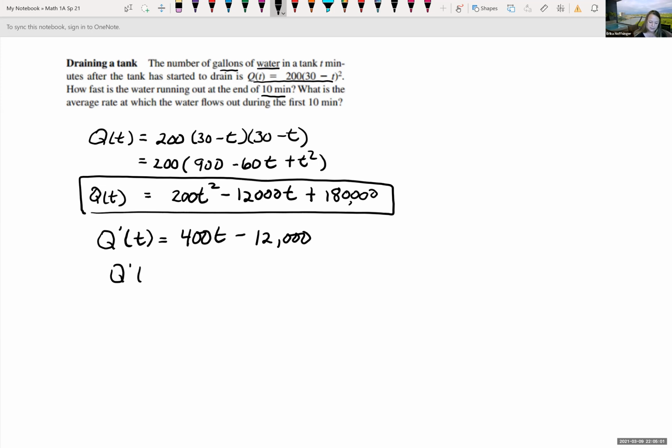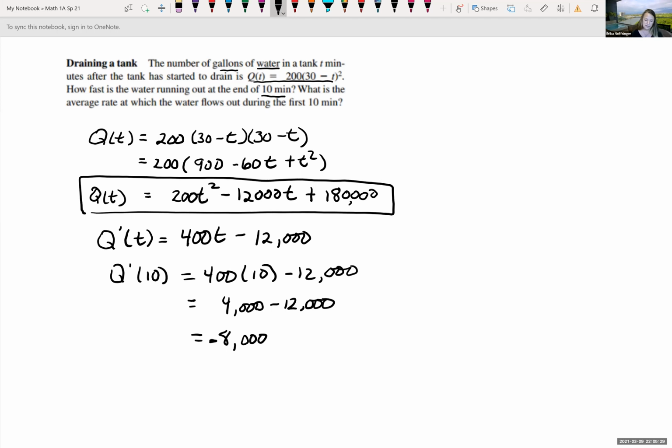So now let's look at Q prime of 10. So we have 400 times 10 minus 12,000. 400 times 10 is 4,000 minus 12,000, which is equal to negative 8,000. So it's decreasing. We knew it was going to be decreasing because the water's pouring out. So that negative is telling me it's decreasing, and think of this as a fraction: our change of Q is in gallons, and our denominator is in terms of minutes. So it's decreasing by 8,000 gallons per minute at 10 minutes.